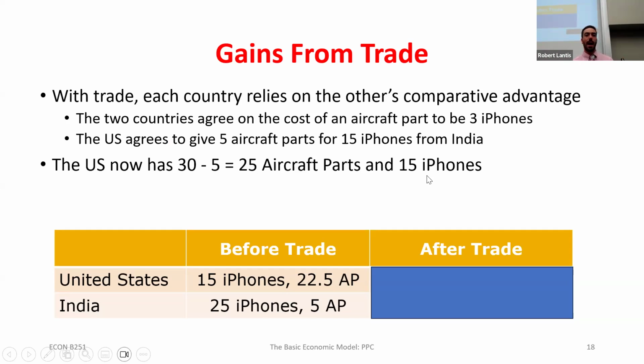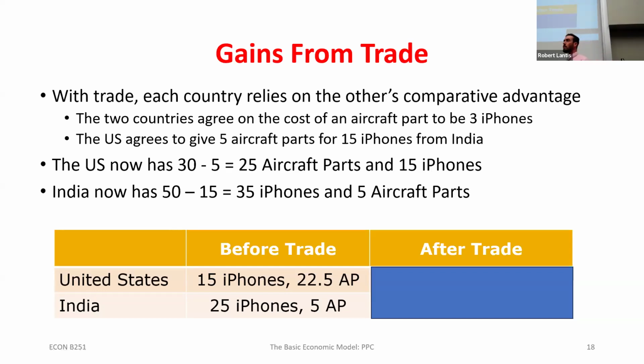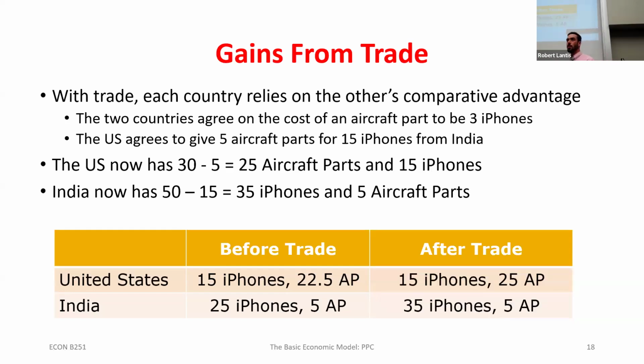But when they traded those 5 away, they got 15 iPhones, right? Same kind of thing. India was only producing iPhones, but when they traded away those 15 iPhones, they got back 5 aircraft parts, right? So they were producing all iPhones, they traded away 15, but got 5 aircraft parts back from the US. So if I just compare those values now, you can see that the US is getting the same number of iPhones, but more aircraft parts, and India is getting more iPhones, but the same amount of aircraft parts. Both countries in this example are better off after the trade.